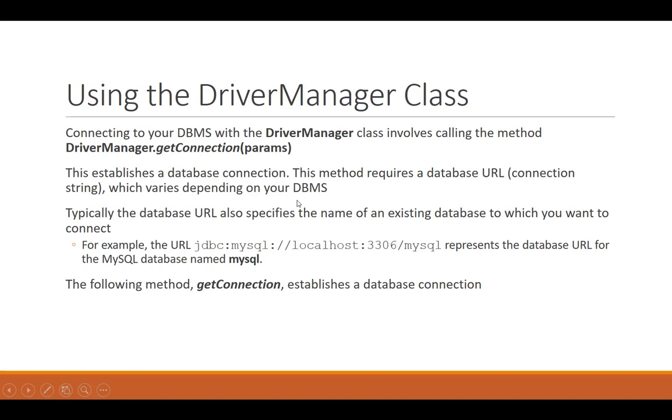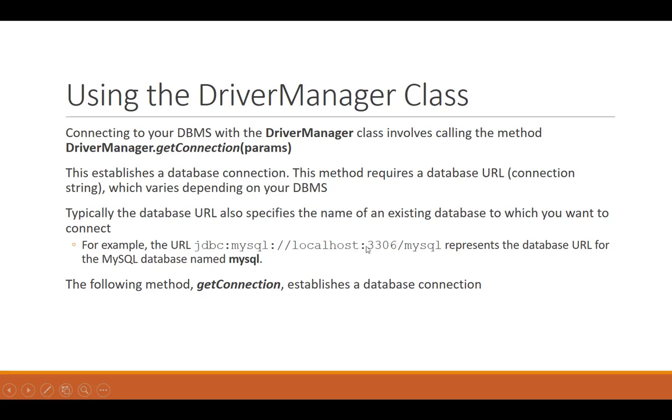And again, that connection string will be different for each database management system. Typically, the database URL specifies the name of an existing database that you want to connect to. So you might say jdbc: and then here's the actual relational database driver. So here's jdbc:mysql://localhost. In other words, we're going to talk to the MySQL server on our local computer on port 3306. That's the standard MySQL port, /mysql. And that represents the database URL for a MySQL database named, wait for it, mysql. So there's the database name, there's the TCP port number, there's the host name.